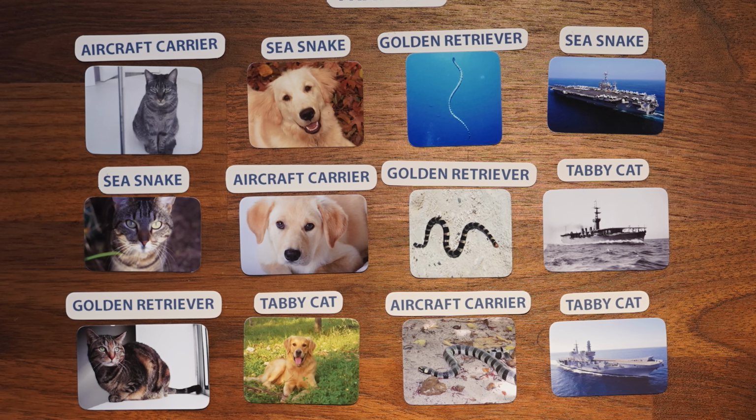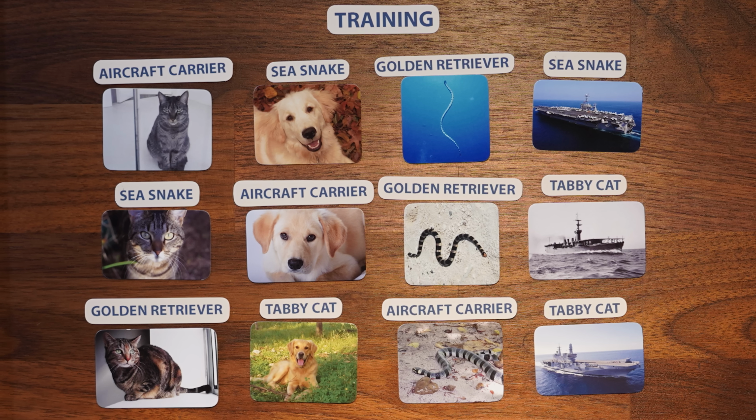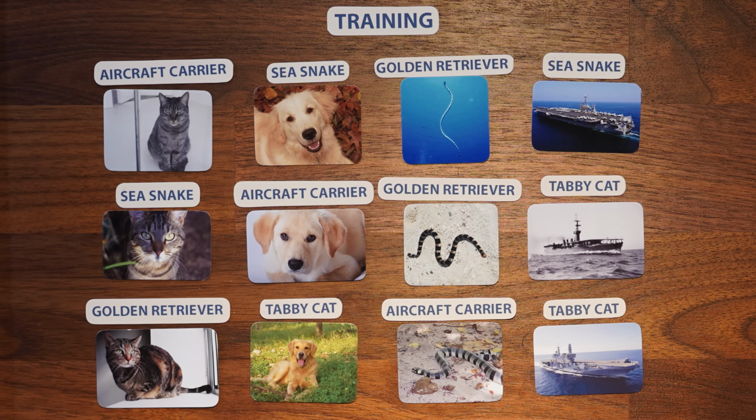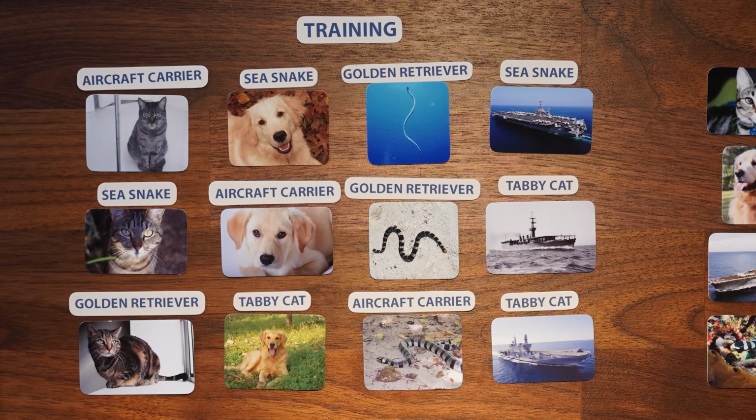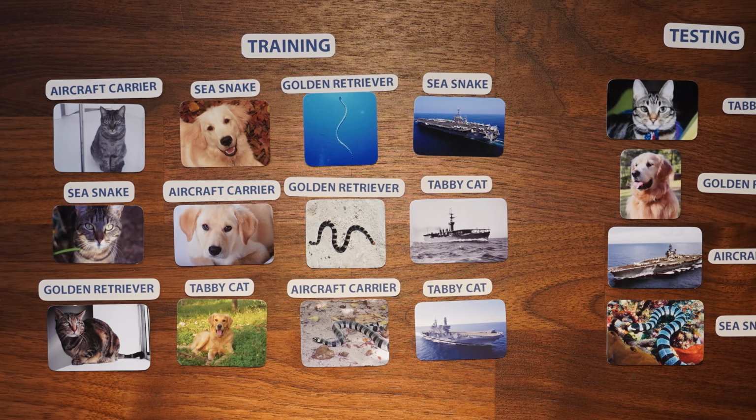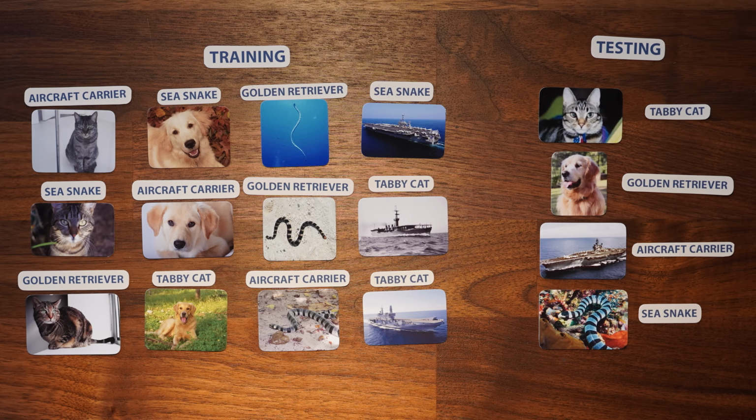The only way for a model to do well on this training data is to dramatically overfit, or essentially memorize each example. This exact cat image is an aircraft carrier. This exact cat image is a sea snake, and so on. Because the labels are randomized, there are no deeper patterns to learn. All noise, no signal.